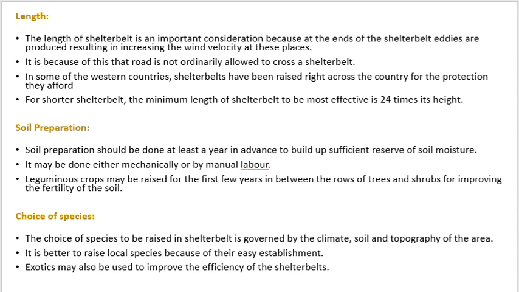Soil preparation. Soil preparation should be done at least a year in advance to build up sufficient reserves of soil moisture. It may be done either mechanically or by manual labor. Leguminous crops may be raised for the first few years in between the rows of the trees and shrubs for improving the fertility of the soil. Choice of species. The choice of species to be raised in a shelter belt is governed by the climate, soil, and topography of the area. It is better to raise local species because they are easy to establish. Exotics may also be used to improve the efficiency of the shelter belts.